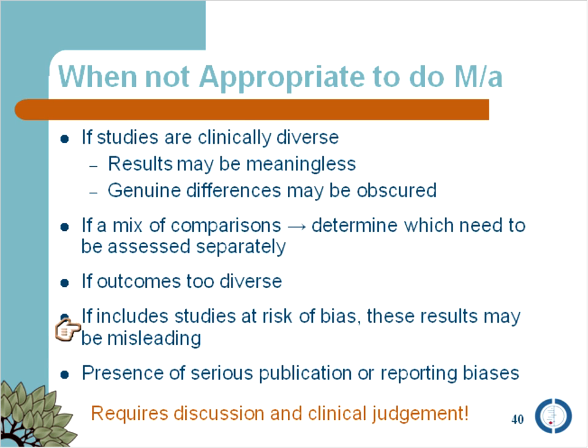If there are serious issues with bias, because with bias in each study, that would be compounded in a meta-analysis, then those results might be misleading, and so it may not be appropriate to do a meta-analysis. And if you know with your pool of evidence that there are issues with publication bias or any other reporting biases, then it may not make sense.